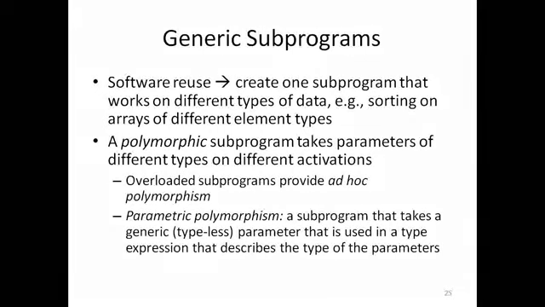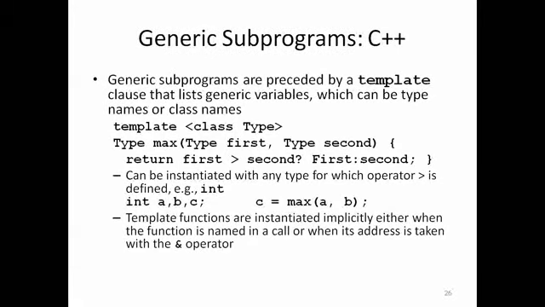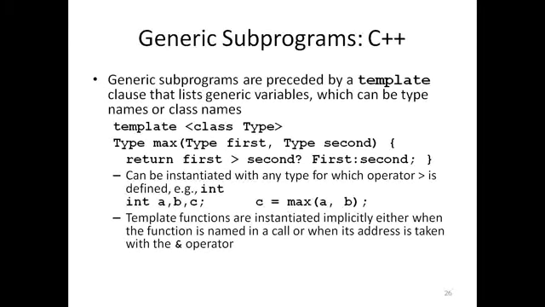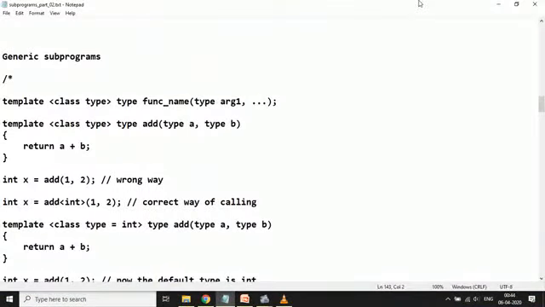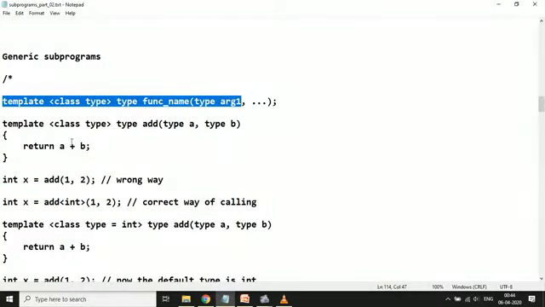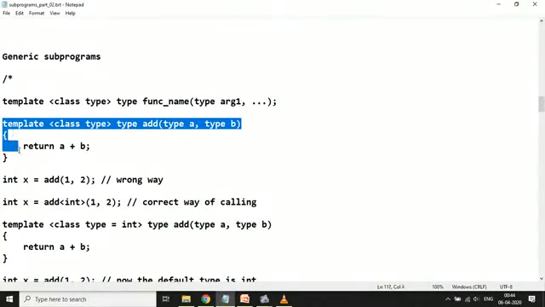Generic functions in C++. Generic functions in C++ have the descriptive name of template functions. C++ template functions are instantiated implicitly when the function is named in a call, or when its address is taken with the ampersand operator. Templates in C++ can be represented in 2 ways. 1. Function templates, and 2. Class templates. The syntax for declaring a template function is similar to that for a template class. template <class type> type func_name(type arg1). For instance, to declare a template function to add 2 values together, you could use the following syntax.